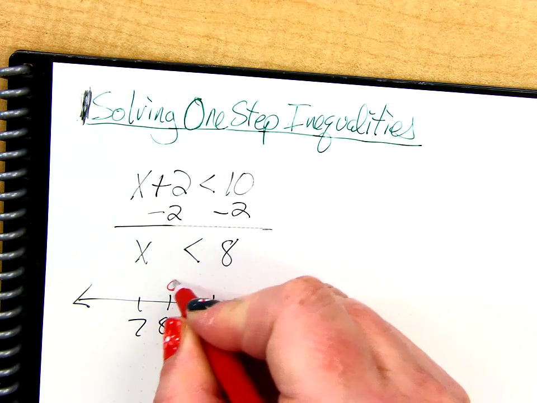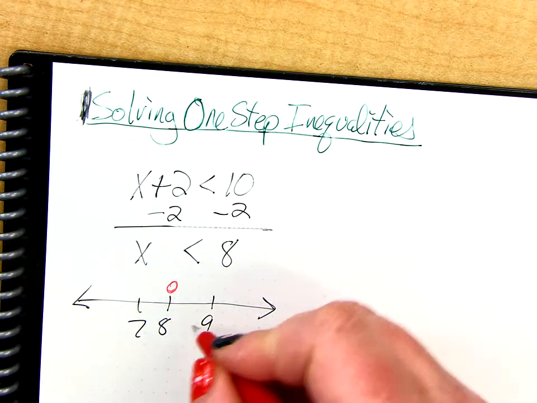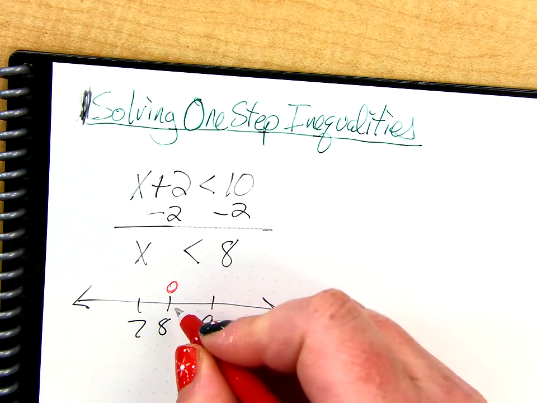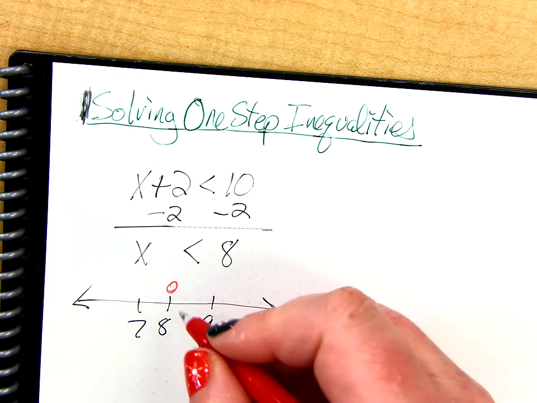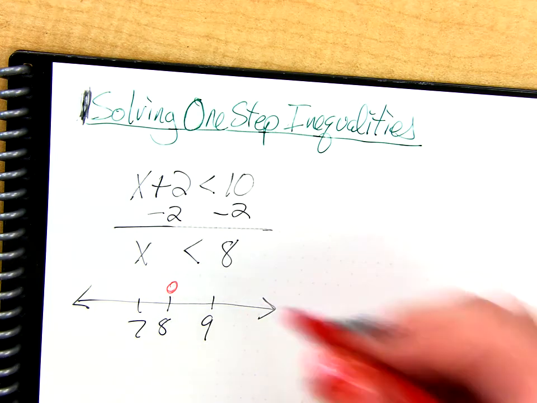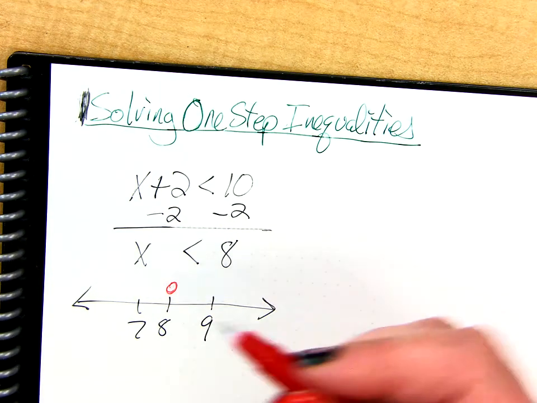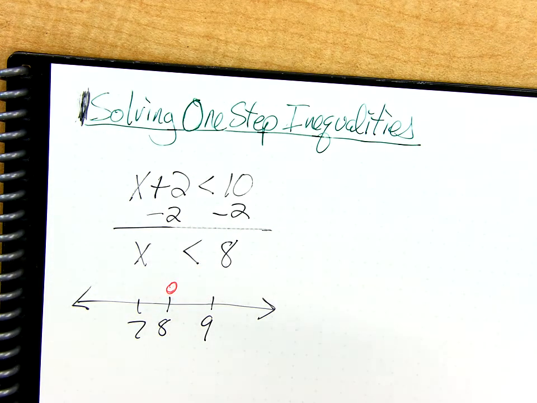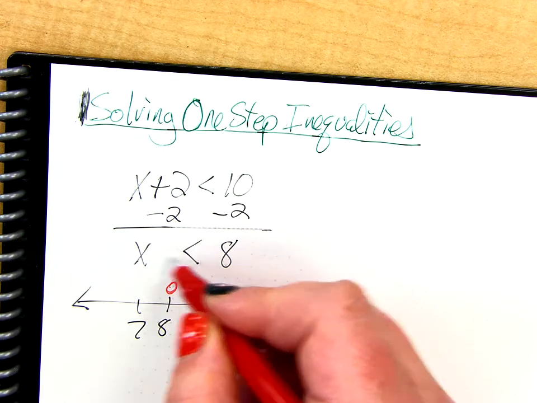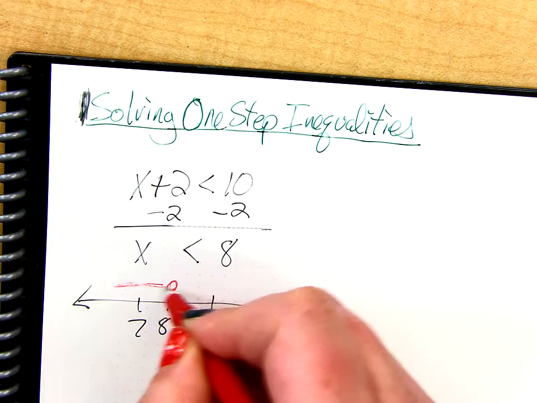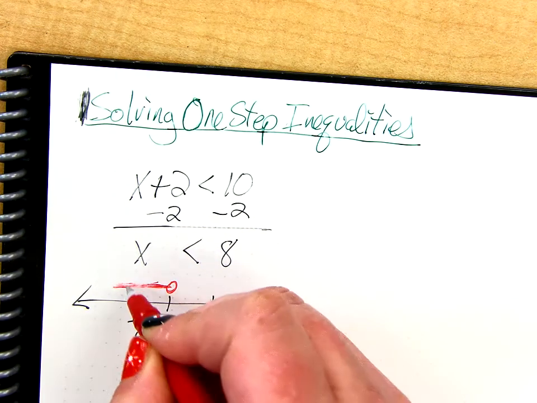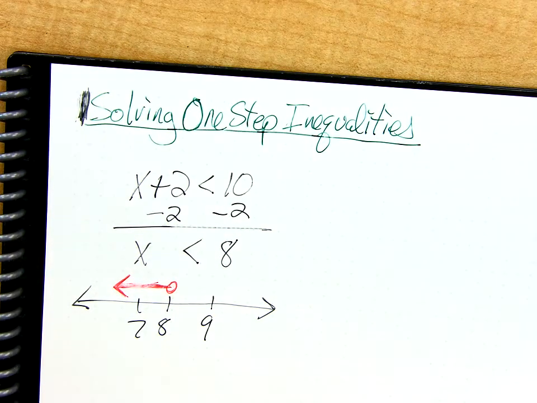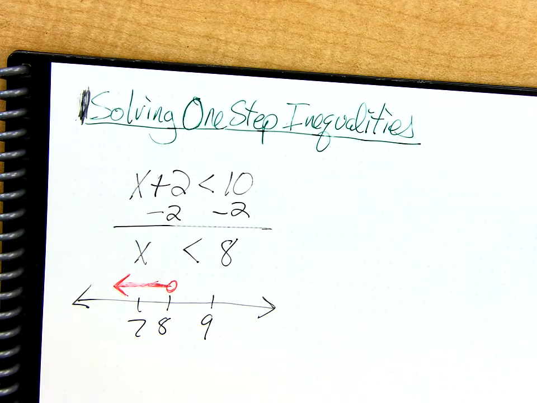I like to do mine a little bit above the line, because if you put it on the line, like I said before, some of you make it too small and then you can't tell if it's open or closed. So that's just my preference. You can put it right on the line if you want. And then x is less than 8, so which way should I be shading? To the left, right? This arrow's pointing to the left. I'm going to go to the left. So there's my graph of that answer. Okay.